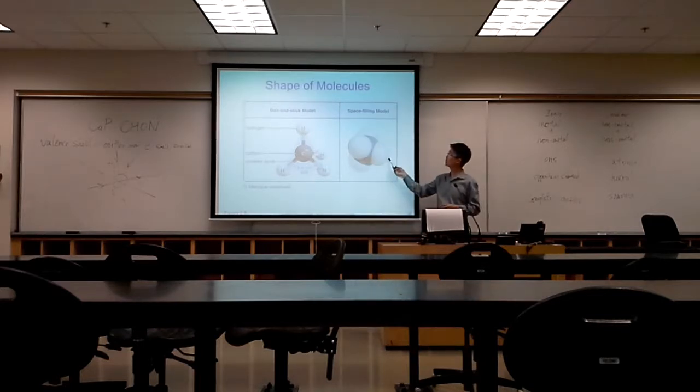This is called a space filling model. That one is called a ball and stick model. The space filling model is, I would say, the closest to the real compound or molecule. They call it molecular structure. This is the closest to the reality of the molecular structure.